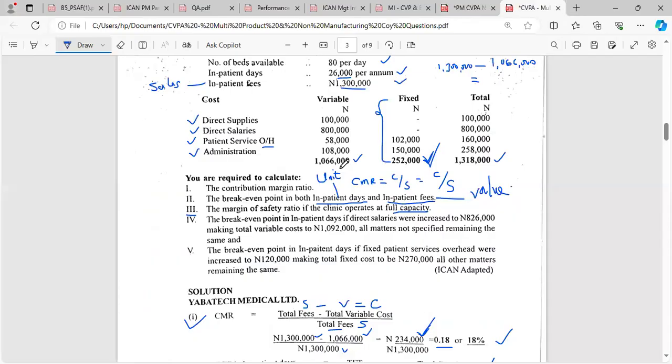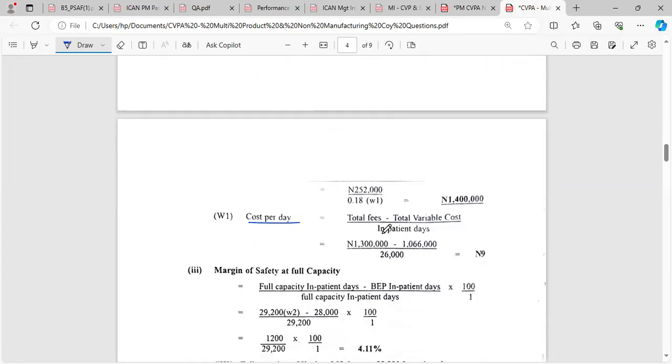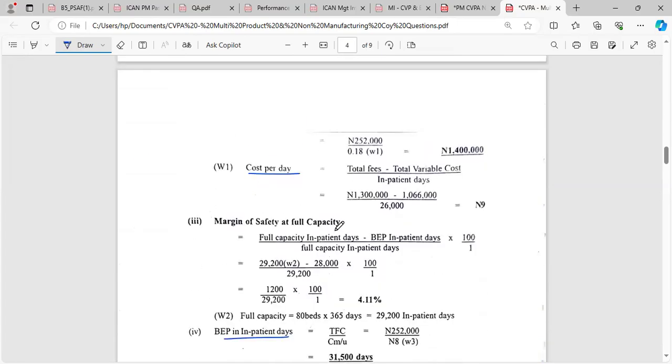We can now come back and say, the margin of safety ratio, if the clinic operates at full capacity, will now be what? The budgeted capacity minus break even capacity, which is BEP, all over budgeted capacity. I think that is what they should have done. So budgeted capacity minus break even capacity divided by budgeted capacity. Good. So that budgeted capacity is what they are calling full capacity here.